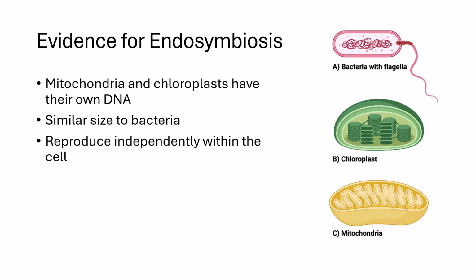Several lines of evidence support the endosymbiotic theory. Mitochondria and chloroplasts contain their own DNA, which is circular like bacterial DNA. They also divide independently of the cell and are similar in size to many bacteria. These similarities strongly support the idea that these organelles originated as free-living organisms.